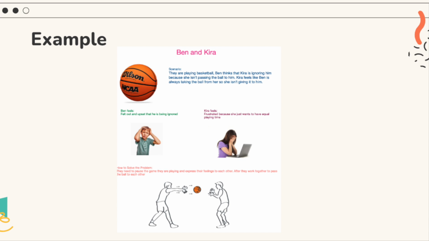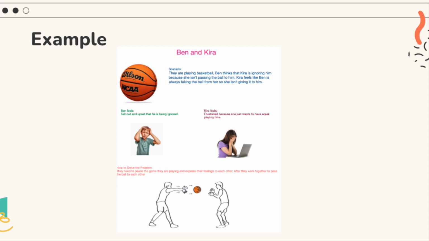Alright, so here's a small example of what we expect from you guys. So for the example, I did Ben and Kira. They're playing basketball. Ben thinks that Kira is ignoring him because she isn't passing the ball to him. Kira feels like Ben is always taking the ball from her, so she isn't giving it to him. So you have to identify first how each character is feeling. So Ben feels left out and upset because he feels like he's being ignored by Kira, while Kira is frustrated because she wants to have equal playing time as Ben.